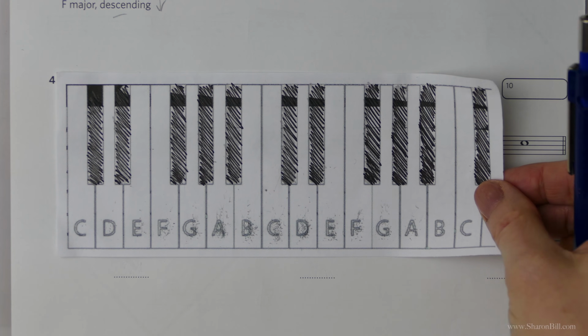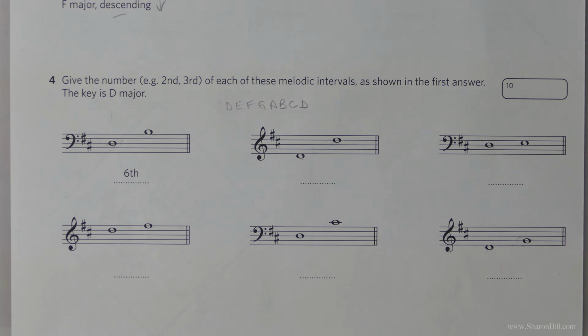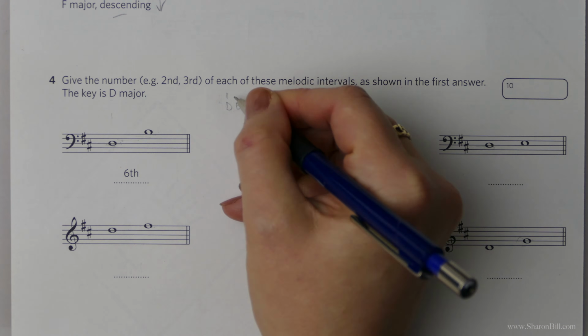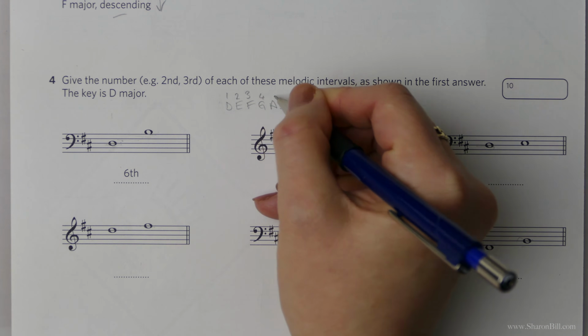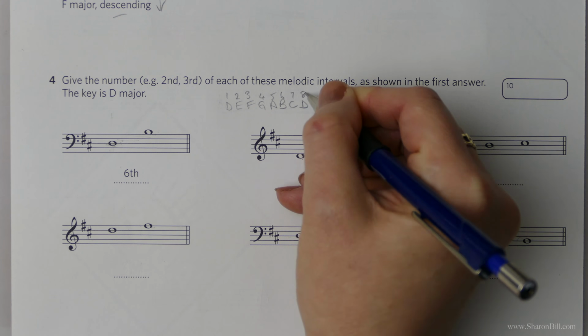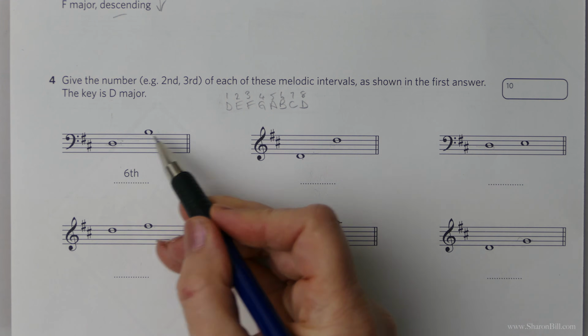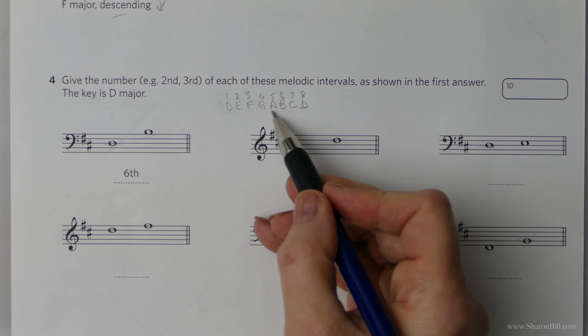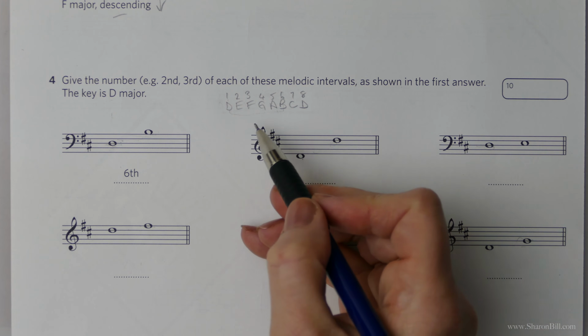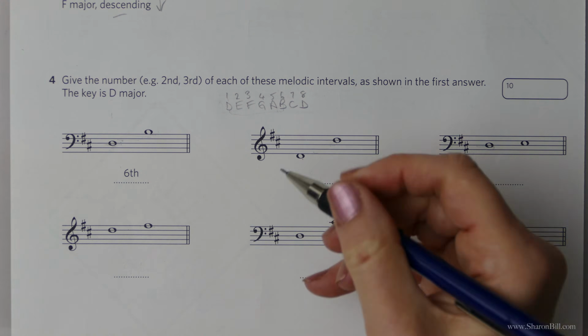It doesn't have to be a work of art, just to visualise those steps. And they are steps 1, 2, 3, 4, 5, 6, 7, 8. And we can see that from D to B is indeed a 6th. So that just helps as a double check.